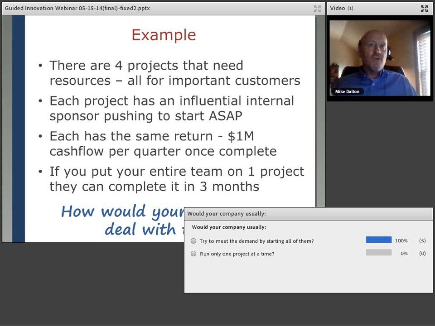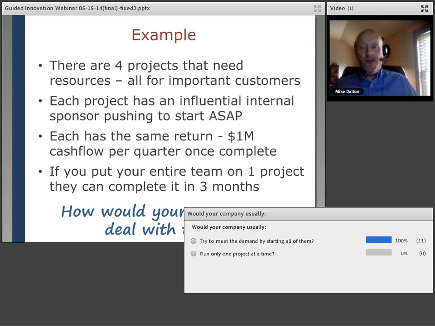They're all for important customers. Each has a very influential sponsor inside your company that's pushing to start their project as soon as possible. And from a financial standpoint, they're equally attractive. And if you can put your entire team on one project, they can complete that project in 3 months. So the question we want to take a look at here is what would your company do?